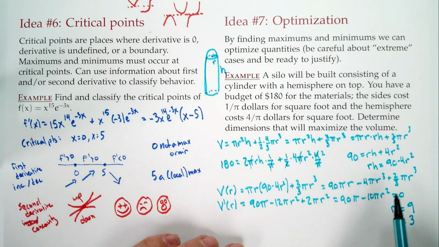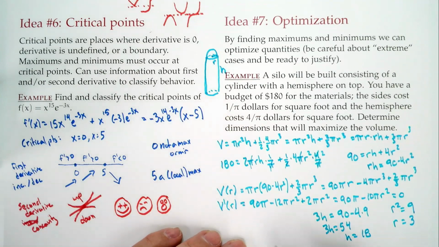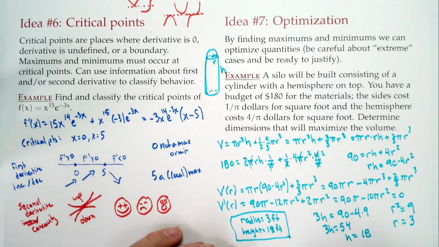All right, R equals 3. What is H? Come back up to your relationship. Plug it in. 3 times H is equal to 90 minus 4 times 3 squared, which is 9. That's 90 minus 36, which is 54. 3 times H equals 54. Divide by 3. H becomes 54 over 3, also known as 18. So the radius should be 3 feet, and our height should be 18 feet, which, as silos go, is a really tiny silo. But as math problems go, it's fun.